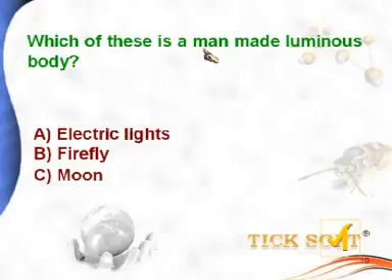Which of these is a man-made luminous body? The options are option A, electric lights, option B, firefly, and option C, moon. See, which is man-made among these three? See, firefly, we cannot make it. It is a natural one. And moon, it is also a natural one. We cannot make this moon. So, we can make electric lights. So, electric lights are man-made luminous body. Okay, so option A is the answer.